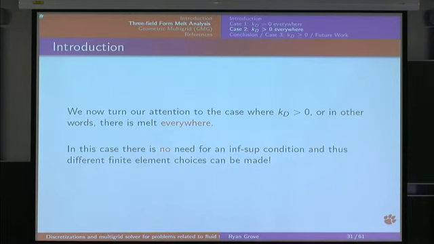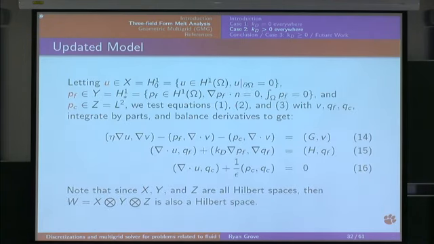Then let's start looking at case 2. So, introduction to case 2: we're going to turn our attention to the case where KD is always bigger than 0, or in other words, there's melt going on absolutely everywhere. In this case, there's no need for an inf-sup condition, and thus different finite element choices can be made and be successful.